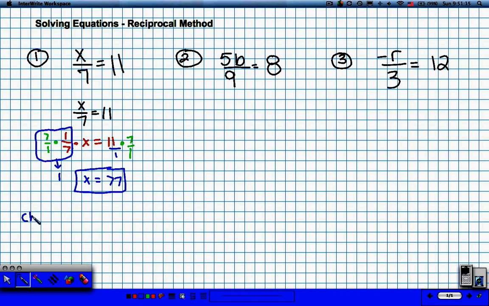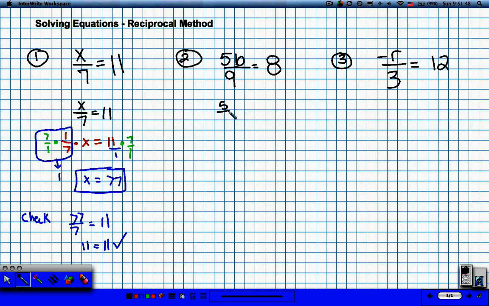And then of course if I wanted to check my work, I would substitute my answer back in. So it's 77 over 7 equals 11. We know 77 divided by 7 is 11. 11 equals 11. Done. So in this example our coefficient was kind of hidden, so we had to actually separate it here. Now if we look at the next example, we have 5 times b divided by 9 equal to 8. So our coefficient is a little bit more visible. It's this fraction right here, 5/9.